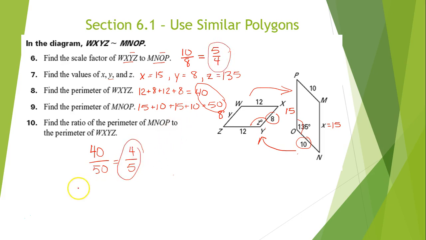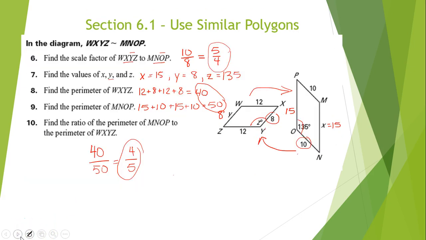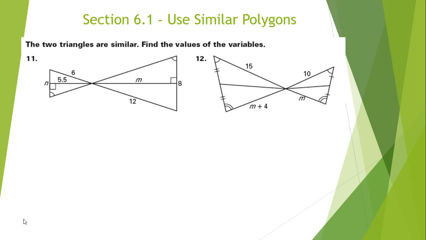Just like our perimeter back here, our perimeter of similar polygons theorem stated that the ratio of the perimeters is equal to the ratio of the corresponding sides, which is equal to the scale factor. Okay, so we're done with that one. Now, last two problems, and I'll be done.